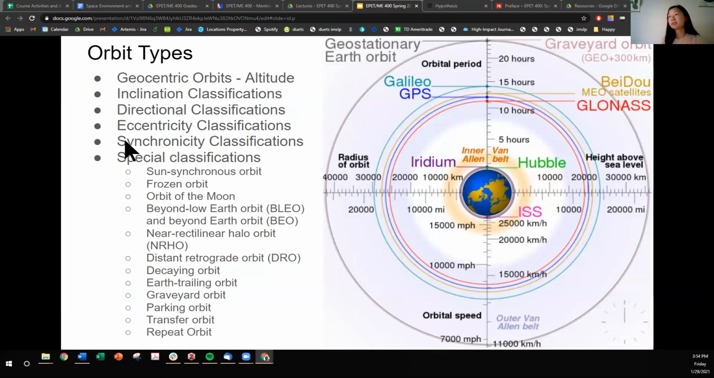There are also different synchronous orbits, where you can synchronize with the motion of the sun or synchronize with the motion of Earth, so that you're always looking at a certain place on the Earth.